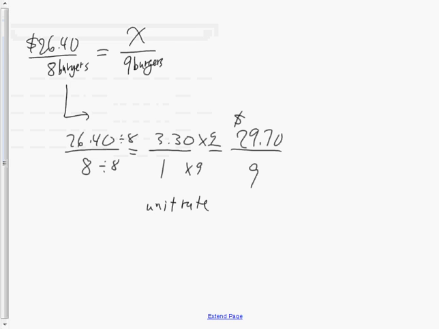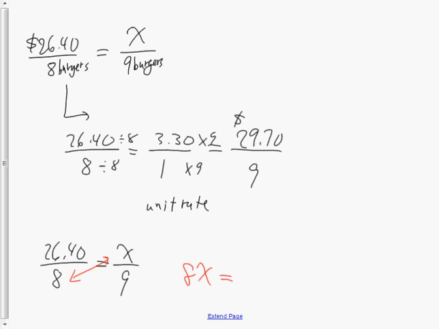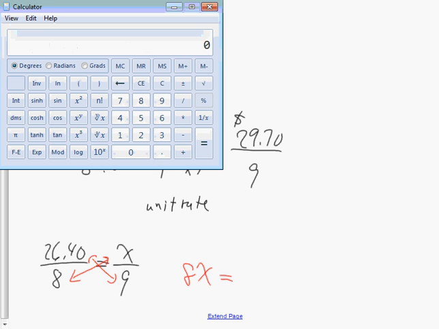My favorite method is the algebraic method. So if I take that 26.40, I'll just write it again, over 8, and it says equals x over 9. We learned that when solving proportion, or when using proportional reasoning, if we multiply across the equal sign to create one side of an algebraic equation, and then multiply the other way to get the other side of the algebraic equation, so 26.40 multiplied by 9 is 237.6. So now I've created an algebraic equation.